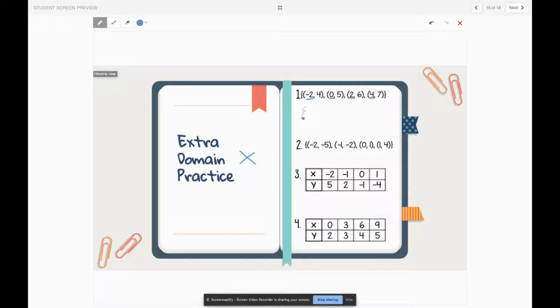I want to use my brackets to help me list them. And I see I've got -2, 0, +2, and 4.